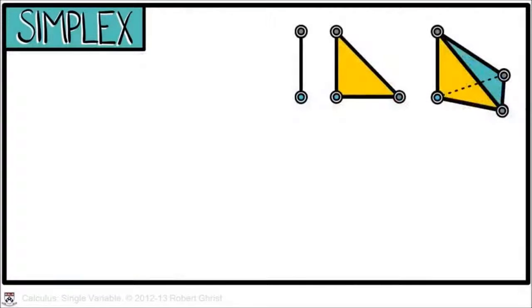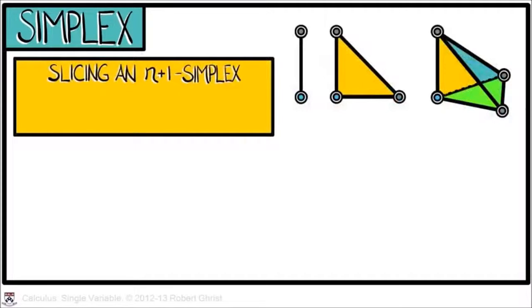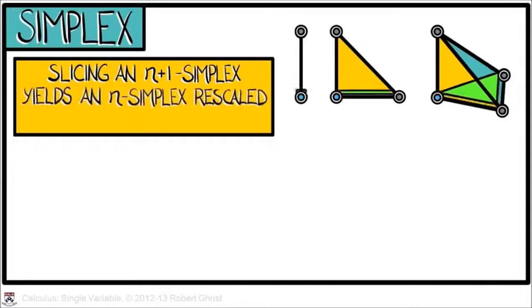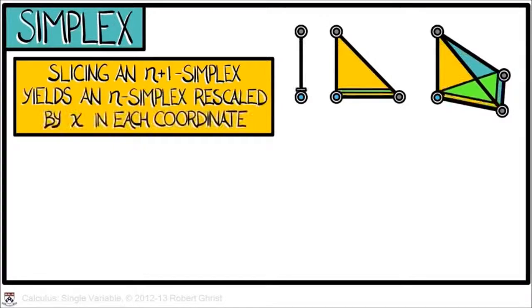Our strategy for computing volumes of the n-dimensional simplices is the same as that of a cone. We're going to slice in a direction parallel to the base. And what we're going to see is that when we slice an n+1 dimensional simplex, what we'll get is an n-dimensional simplex whose size is rescaled by a factor of x in each coordinate, where x is the distance to the top of the simplex.